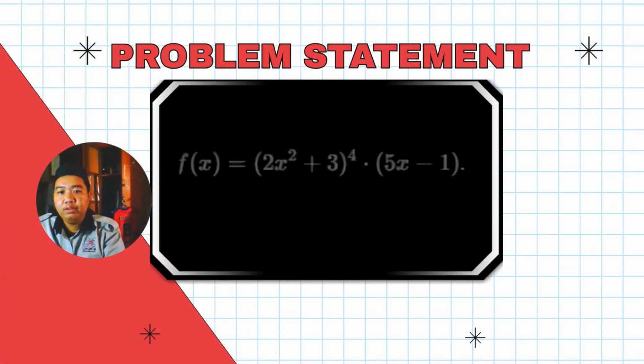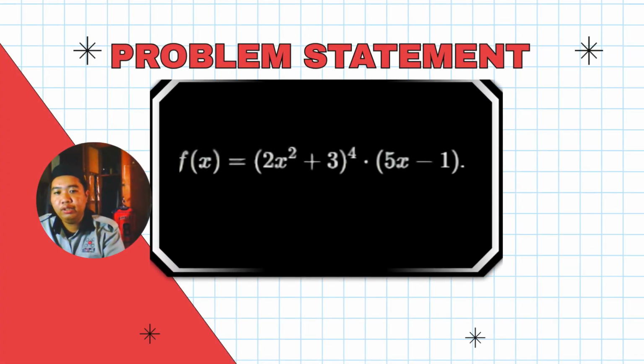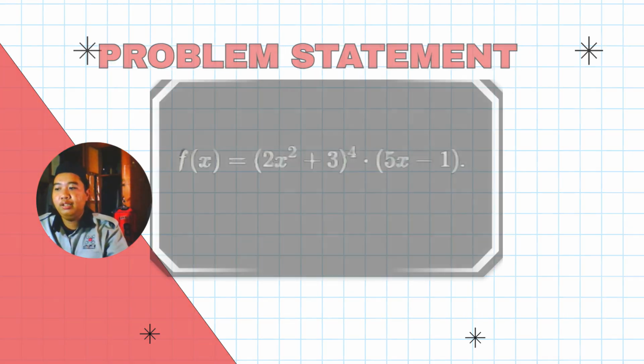Problem statement. Here we can see a visual of the slide showing a function f(x) equal to (2x squared plus 3) to the power of 4 times (5x minus 1). Our task is to differentiate the function. By looking at the function, we can see two parts being multiplied together, which means we must use the product rule. And also, the first part of the function is raised to a power, so we will need to apply the chain rule as well.